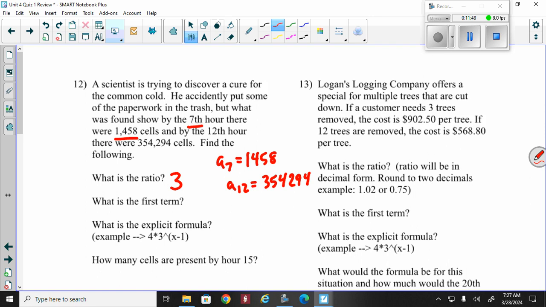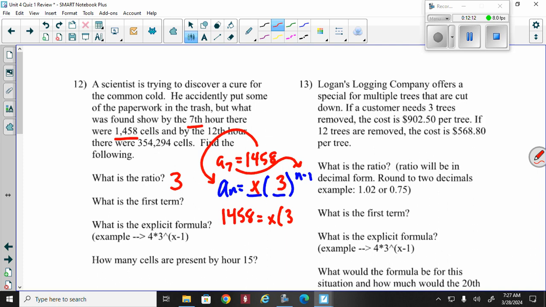Okay, how do you find the first term? A lot of y'all still are having a little bit of trouble finding the first term. So remember the formula is A of n is equal to something, parentheses something, to the n minus 1 power. We already know the ratio is 3. We're looking for our first term. 1458 is going for A of n, 7 is going there. So 1458 is equal to x parentheses 3 to the 7 minus 1 power.